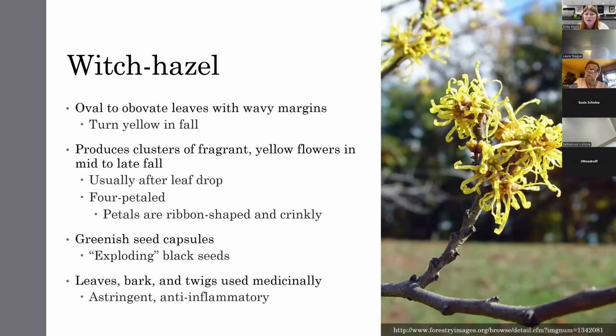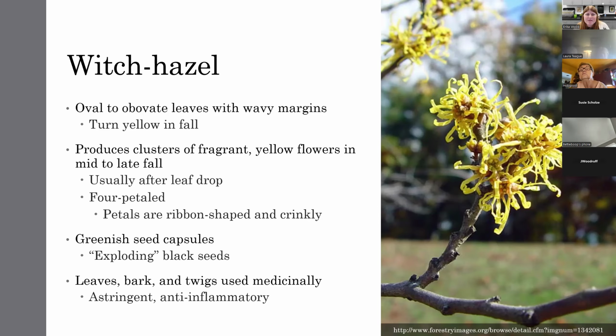But it has these oval obovate leaves with kind of a wavy margin, and it does have some lovely fall color. Usually turns a nice, pretty yellow color in the fall. What's interesting is it will produce flowers usually when nothing else is blooming. It's usually blooming when everything else is dormant. So whether that's going into fall or winter, kind of depending on where you are in the United States, this plant is going to bloom when everything else is probably dead.